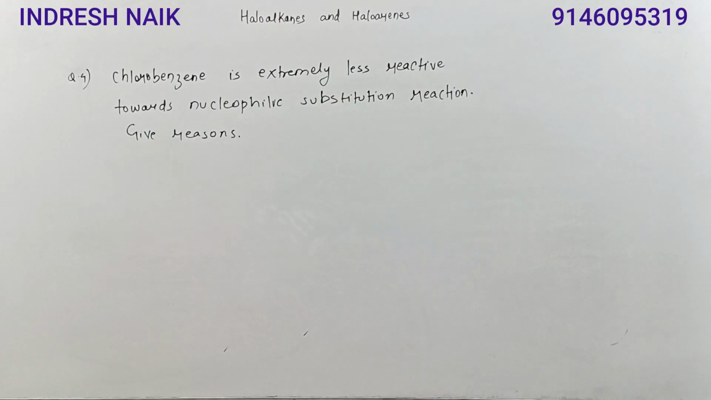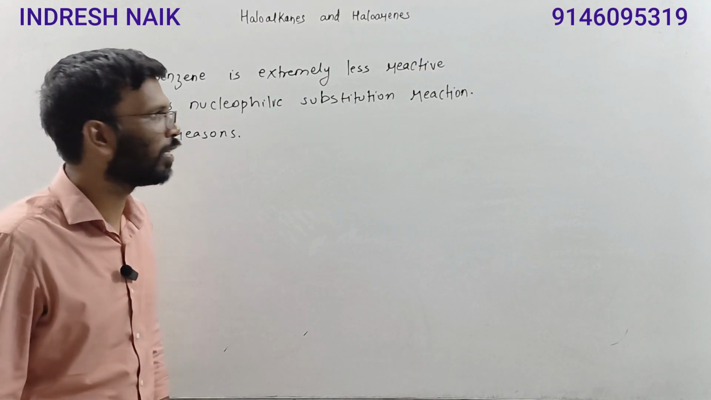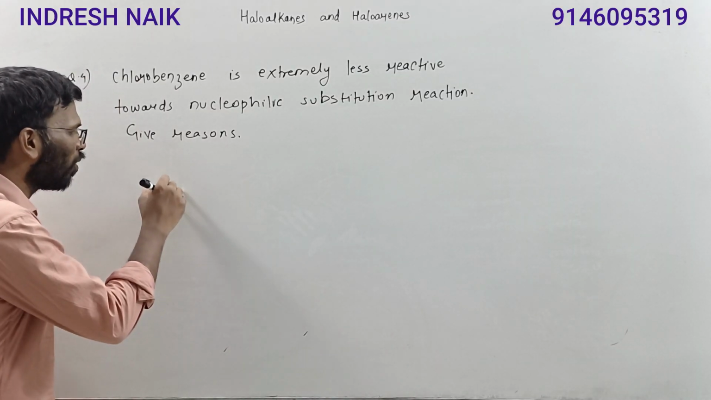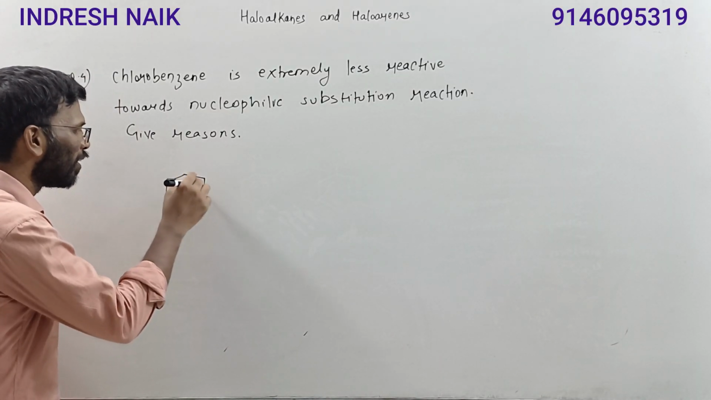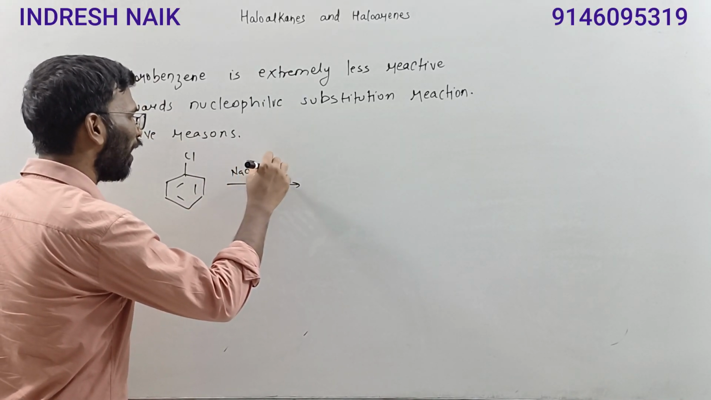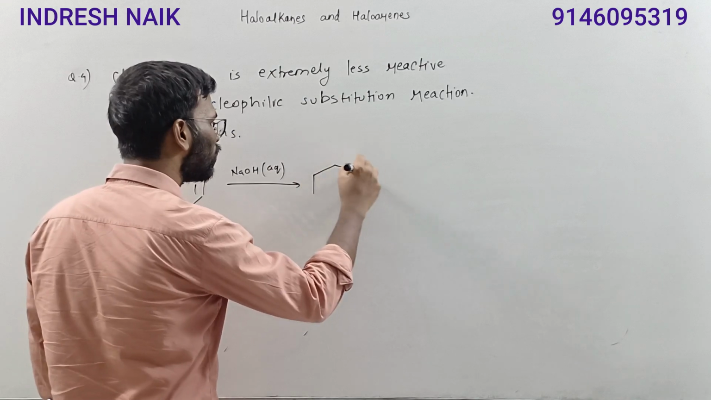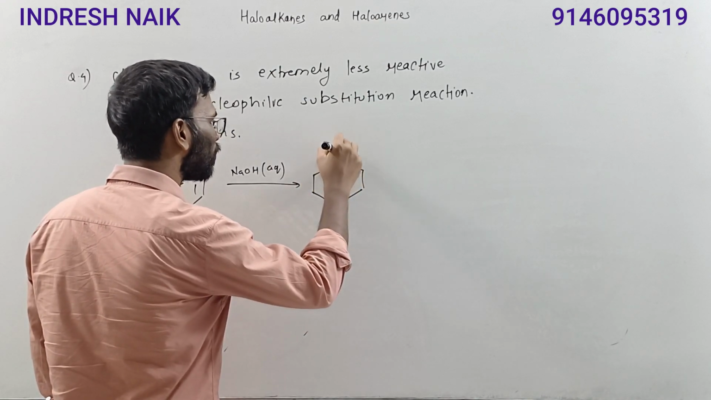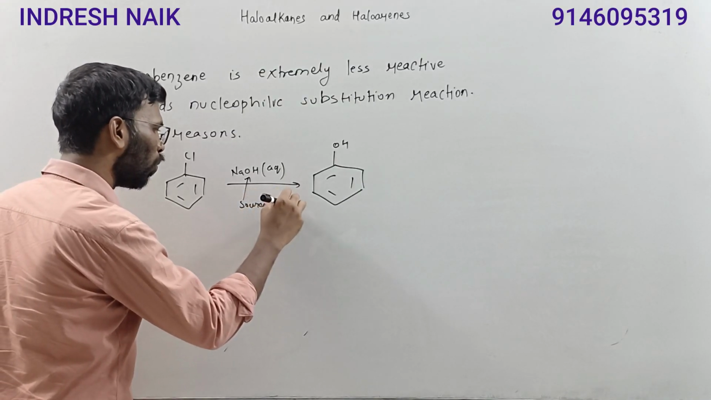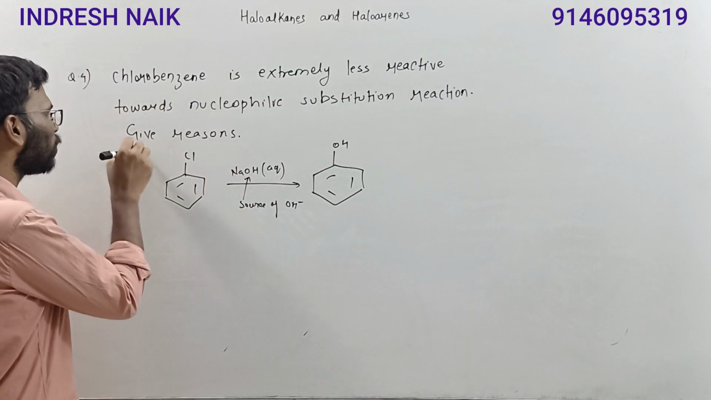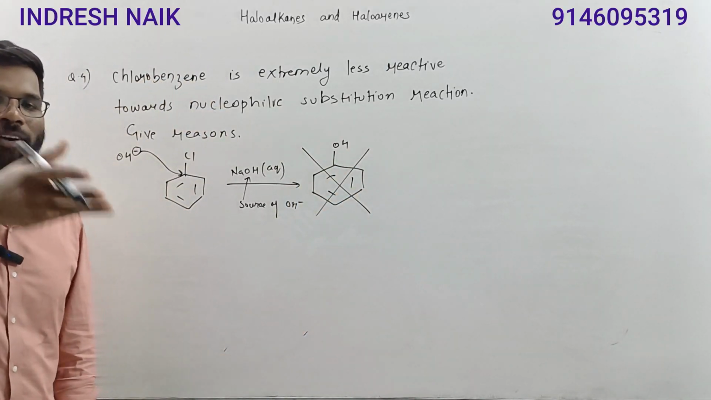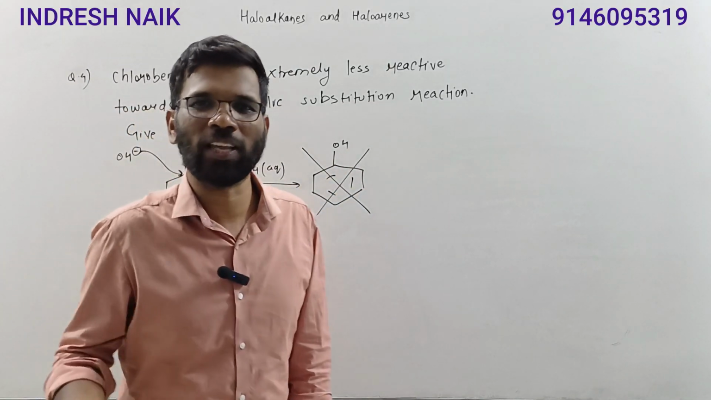Next question: chlorobenzene is extremely less reactive towards nucleophilic substitution reactions. Give reason. What they mean to say is that you take chlorobenzene and put aqueous NaOH, which is the source of OH minus. This OH minus will not substitute on the benzene very easily, or the reactivity is very low.